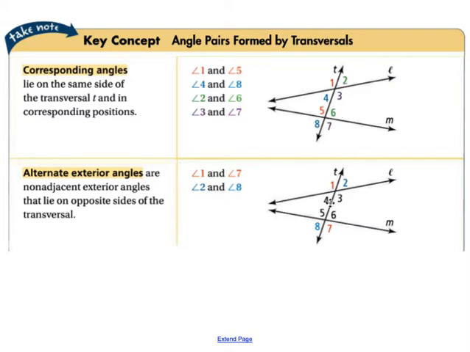Alternate exterior angles. Remember, we just talked about alternate interiors. Now we're going to talk about the exteriors that are alternate. So angle 2 and angle 8 are alternate exterior angles. Remember, the exterior angles are on the outside of the two lines, and they have to be on opposite sides of the transversal. So 2 and 8 or 1 and 7 would be alternate exterior angles.